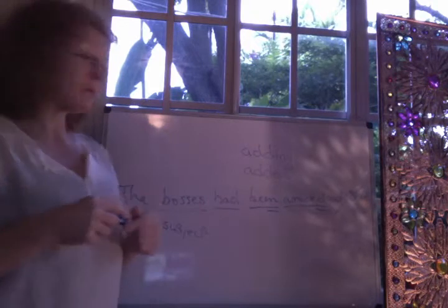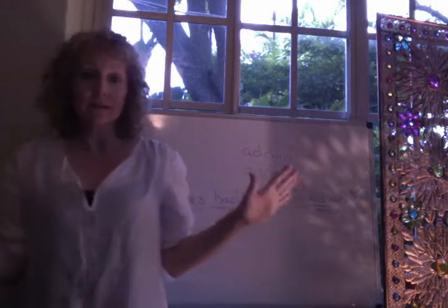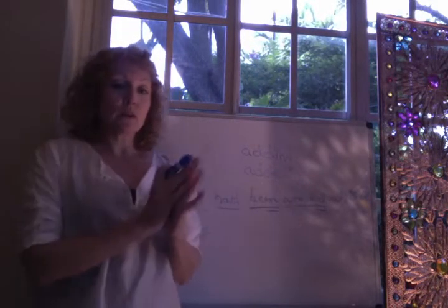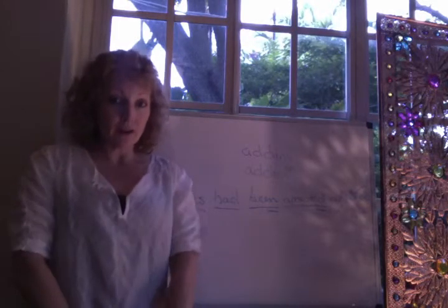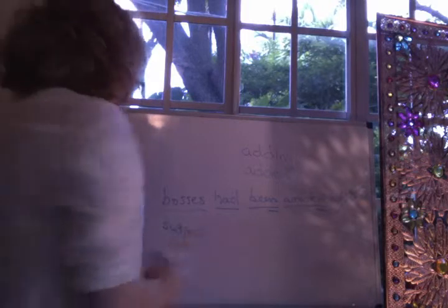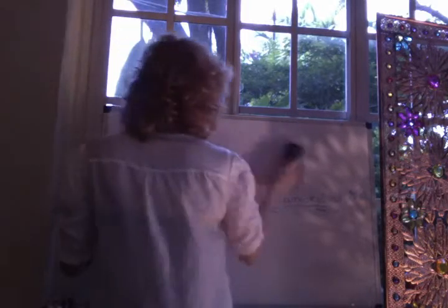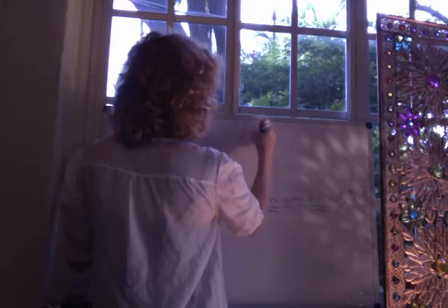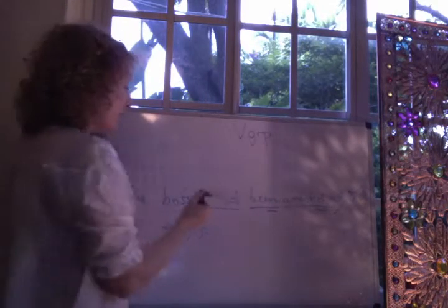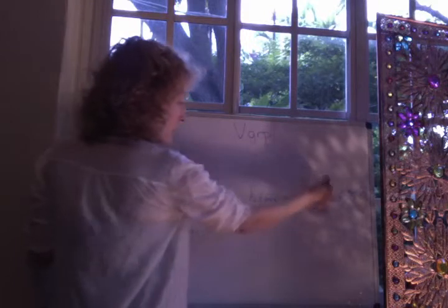So at 5 o'clock could have been left out. We could have just said the bosses had been arrested, and that's it. That's the end of the sentence. So we're going to completely forget about at 5 o'clock. It's not going to play any role in our analysis. So what do we want to do in terms of the analysis? We want to think about what is happening with our verb group. So verb group is made up of had been arrested.